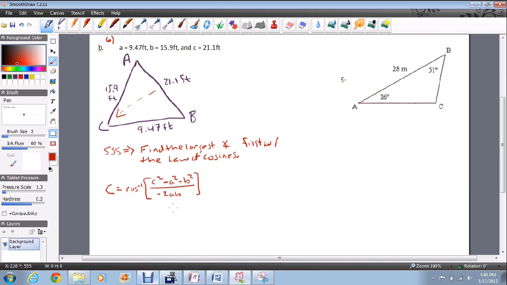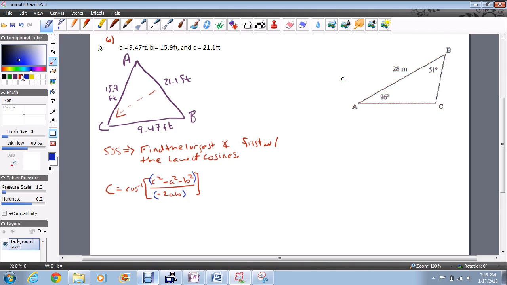I want to caution you that if you're going to use your calculator and try to plug it all in at once, you're going to need more parentheses in there. You're going to want a set of parentheses here, as well as on the bottom here. I'd recommend just doing part by part, figure out what the numerator is, figure out what the denominator is, take those two values and divide them, then take the cosine inverse. But if you want to try to do it all at once, make sure you have a total of 1, 2, 3, 4, 5, 6 parentheses present.